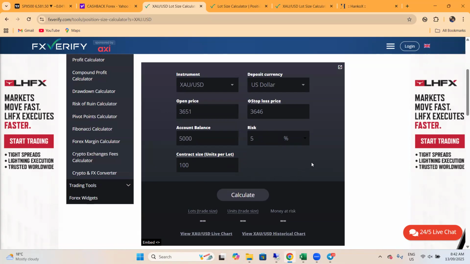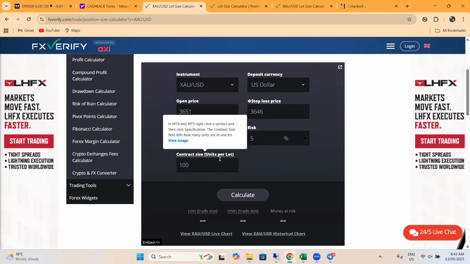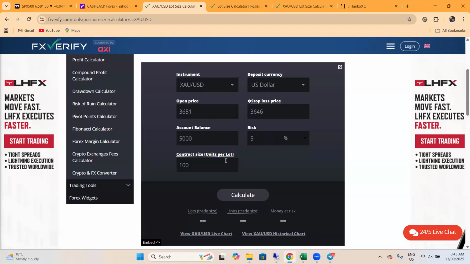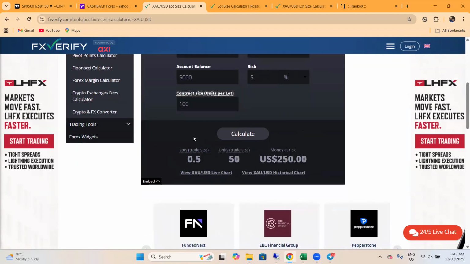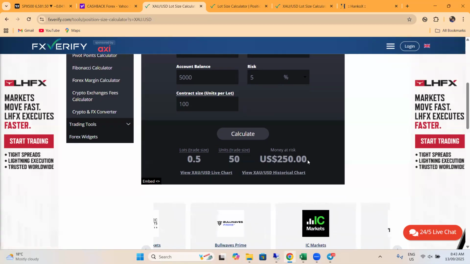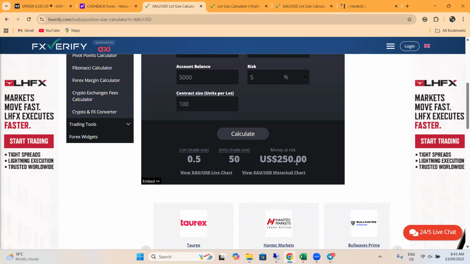You will understand when you do it. I highly recommend putting the trade in demo first, because with indices like US30, some brokers have a different unit size. Most have the same one, but just be mindful. Always put it into a demo first. And then click calculate, and it's going to give you your lot size. It's going to show you how much you're risking, that you could possibly lose.